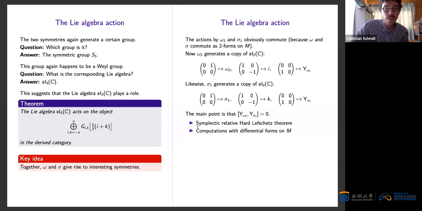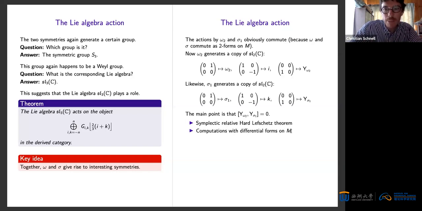The way that's done, to say the slogan, is you use the symplectic relative Hard-Lefschetz theorem and you do some computations with differential forms. Roughly, you look at the action by the Kähler form and the action by the symplectic form and various conjugates of them. There's some relation among certain differential forms and vector fields on M. Then you let that act on the cohomology of the fibers, and you take the top graded piece. Together with the symplectic relative Hard-Lefschetz theorem, the top graded pieces come out to be y omega 2 and y sigma 1. And for that reason, they end up commuting.